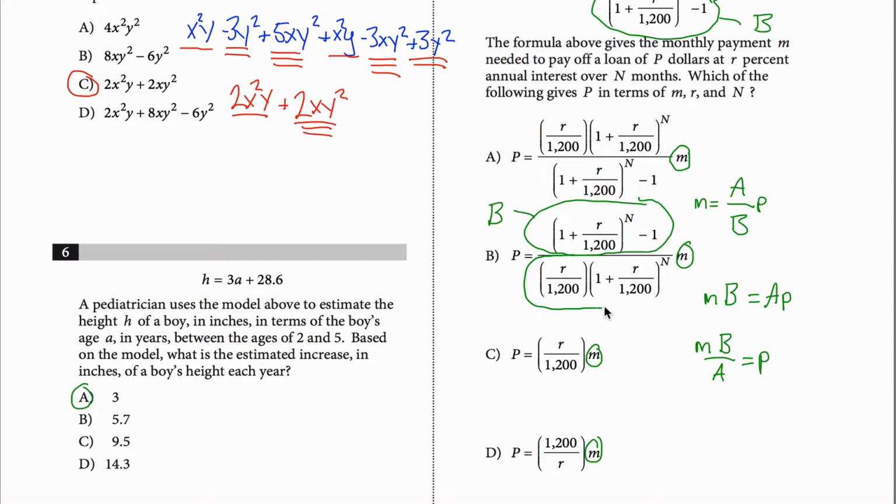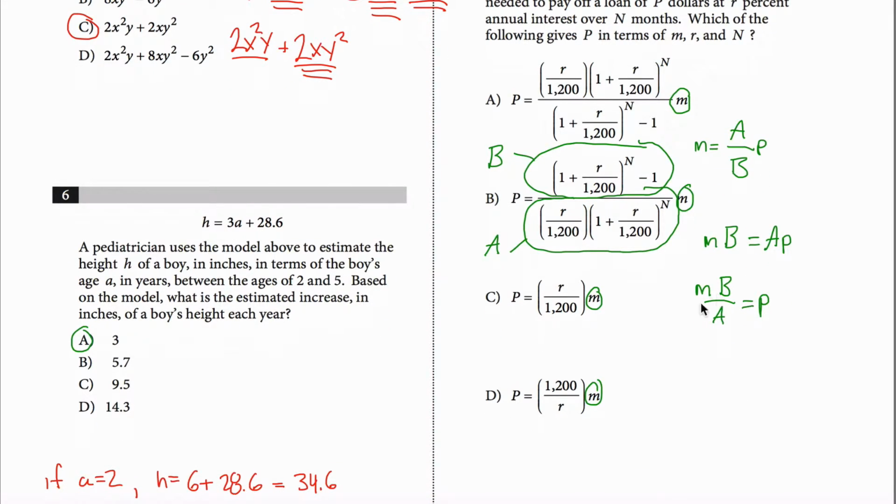I could take it a step further and be like, I'm supposed to have an A down on the bottom here in my final answer. Oh yeah, it looks like I do. There's the A there. So I end up with the right answer. Just an FYI, MB over A is the same as B over A times M.